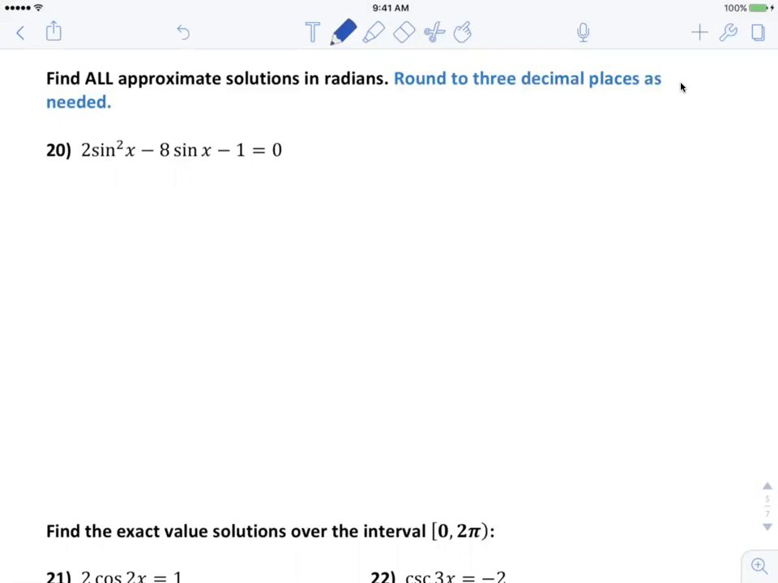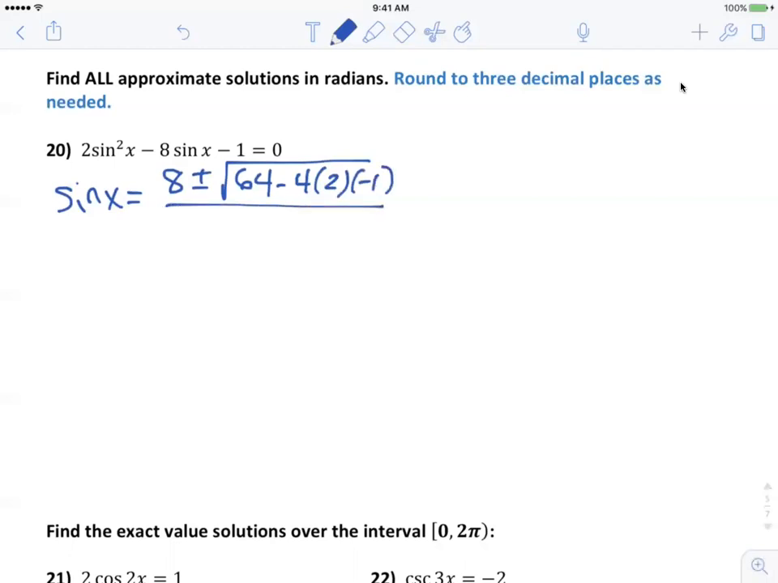Okay, let's try number 20. So this one, all solutions in radians, and we have a quadratic trinomial. It doesn't factor. So we're going to have to use the quadratic formula to start this one off. So we're going to have sine x equals -b, which would be a +8, plus or minus the square root of b squared, which is 64, minus 4 times a, which is 2, and c, which is -1, all over 2a. Okay, and then simplifying that radical, we'll have square root of 64 plus 8 all over 4.